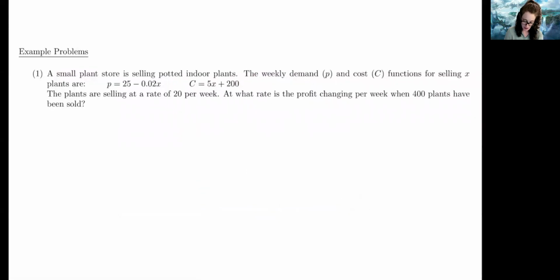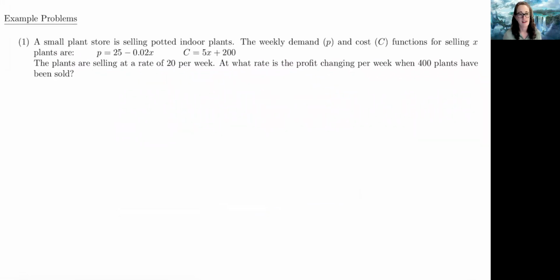Okay, so our first example says a small plant store is selling potted indoor plants. We know that the weekly demand or price, little p, and cost functions for selling x plants are given by p equals 25 minus 0.02x and c equals 5x plus 200. Plants are selling at a rate of 20 per week. At what rate is the profit changing per week when 400 plants have been sold? Take a sec to pause this and reread the question so that you understand what's happening. There's a lot going on here.